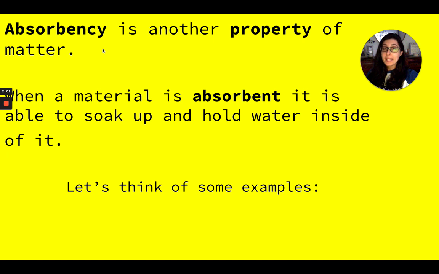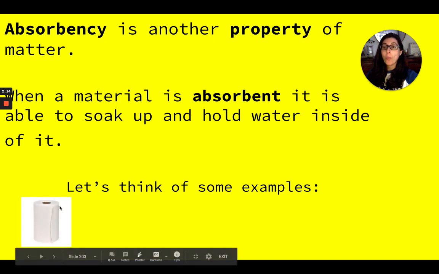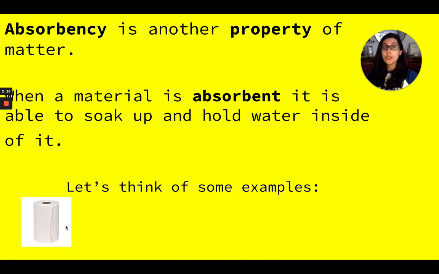So absorbency is another property of matter. When a material is absorbent, it is able to soak up and hold water inside of it. Let's think of some examples. Well, we already know one example is paper towels. Paper towels are built to be absorbent. They are built to clean up spills and to absorb water.